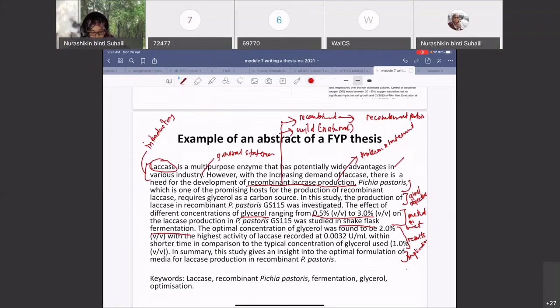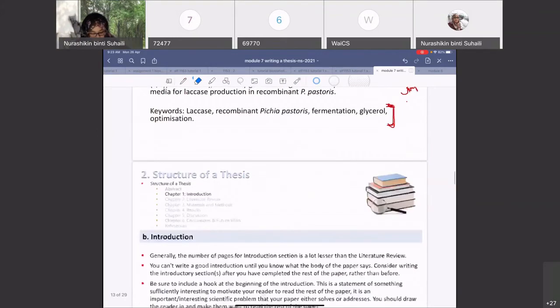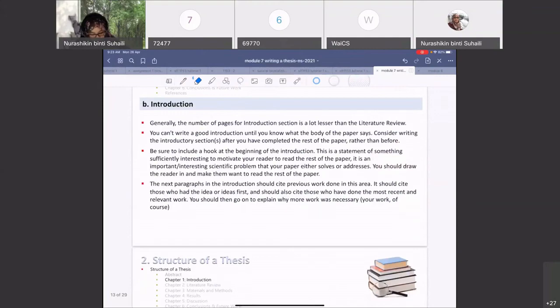Apart from that, you also have to put the keywords. Keywords are actually to facilitate the search. So if you put keywords related to your abstract, whenever people search for laccase, your abstract will come up in the search. So that is the purpose of the keywords. All right, so that's the abstract.